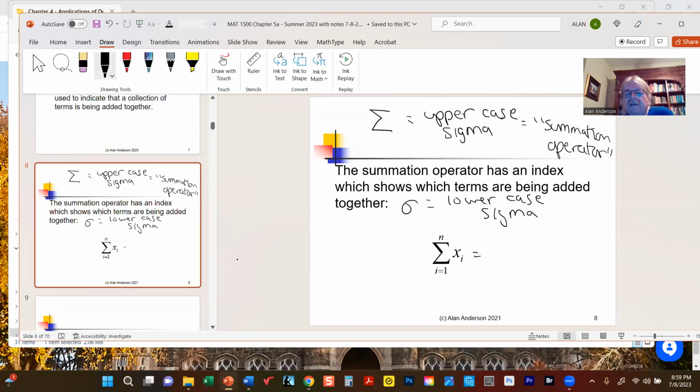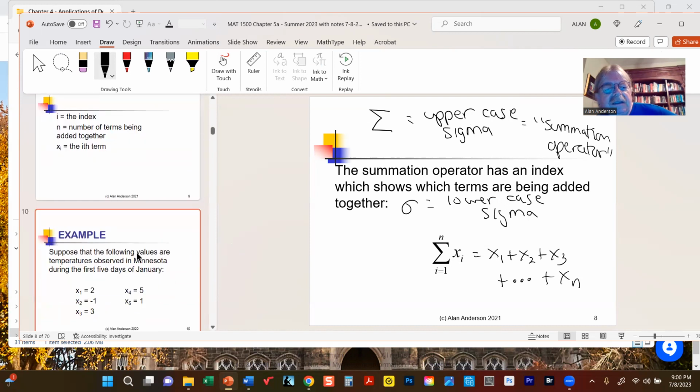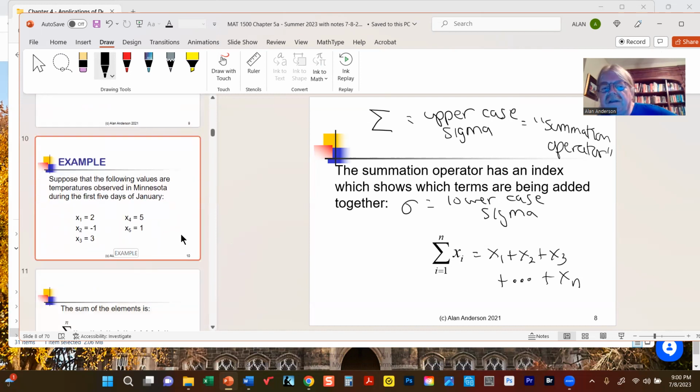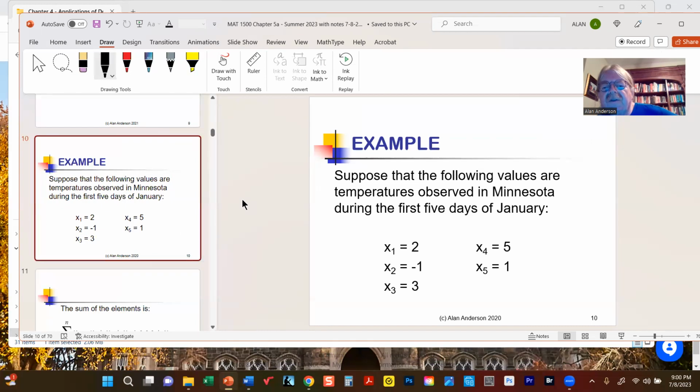So we interpret this as x1 plus x2 plus x3 plus up to xn. Now, here's a quick example of something like this. We have a set of temperatures observed in Minnesota during the first 5 days of January. So imagine yourself during Christmas break, you have family in Minnesota, so you decide to spend the week with them. And the first 5 days, you start to think twice because those are the temperatures.